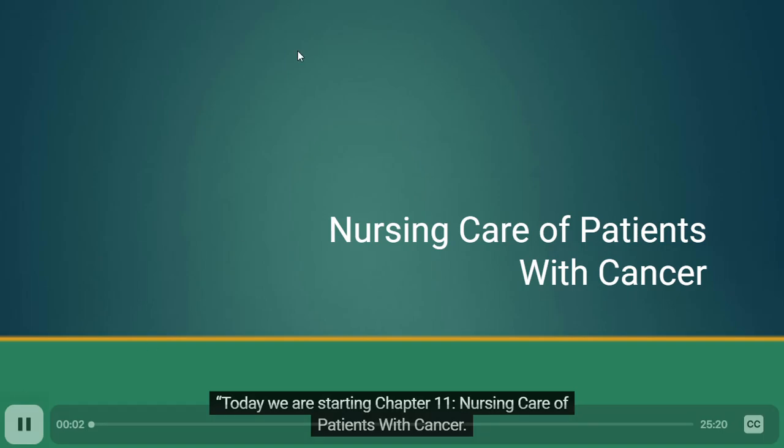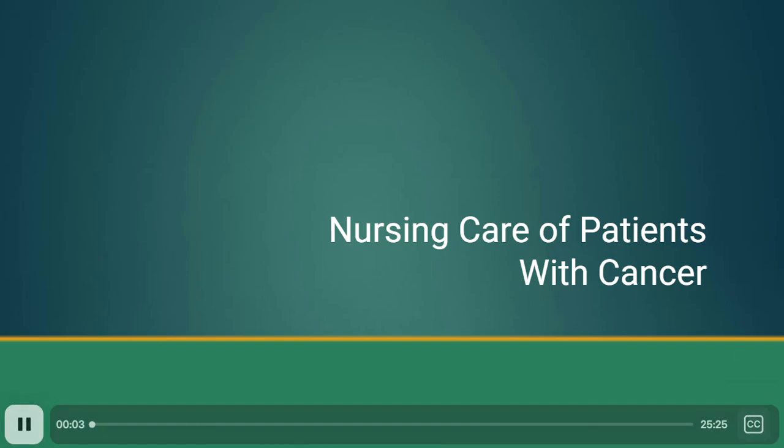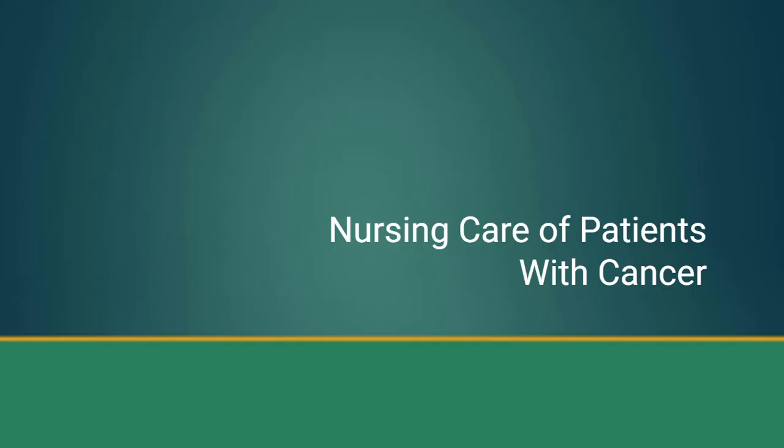Today we are starting Chapter 11, Nursing Care of Patients with Cancer. Cancer is a condition that affects nearly every system of the body, and as nurses, we play a critical role in both the physical care and emotional support of our patients and their families. In this chapter, we'll talk about what cancer is, the different types and stages, and the common treatments such as surgery, chemotherapy, radiation, and immunotherapy. We'll also discuss the side effects patients experience and how we can manage them safely.